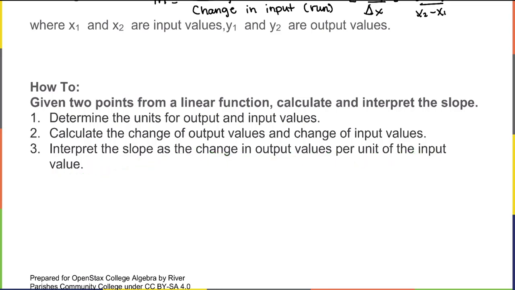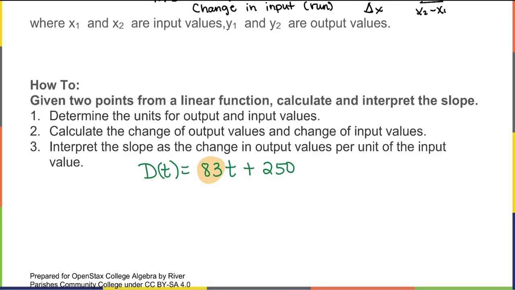So if you'll remember, we had d of t is equal to, what was it, 83t plus 250, and so you can clearly see that 83 would be in front of the variable. That is our slope. So m equals 83. Now, we didn't use points to find it, so I'm just taking it from the equation. What I want to show you here is not how to find the slope with that formula I just showed you. I want to show you how to interpret the slope in terms of the units.